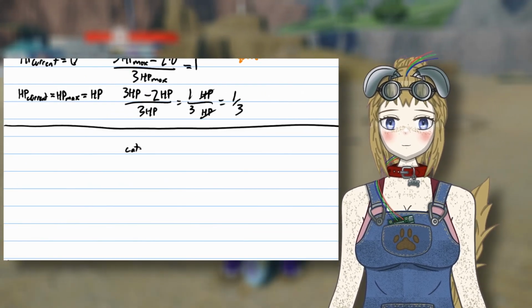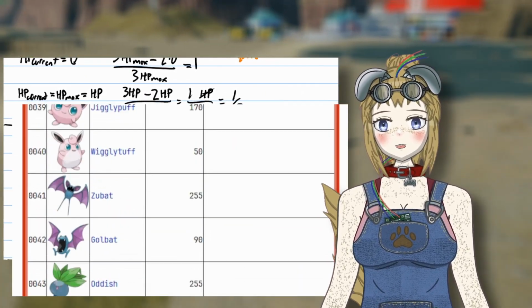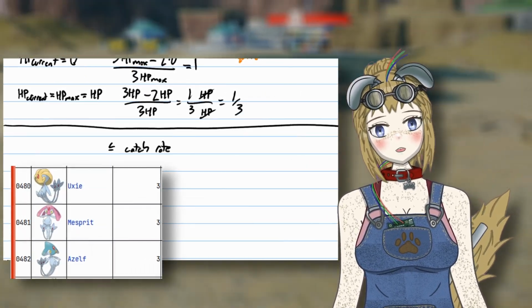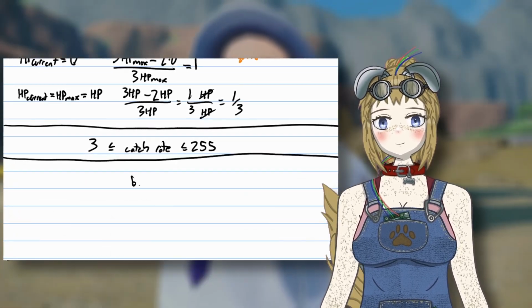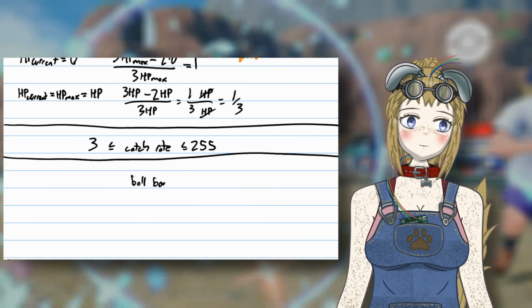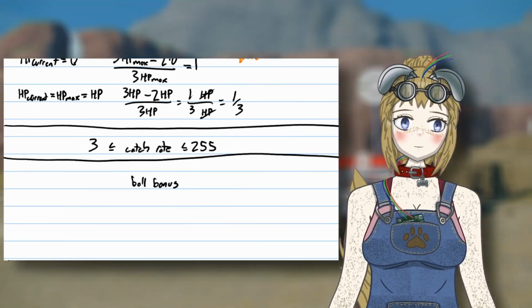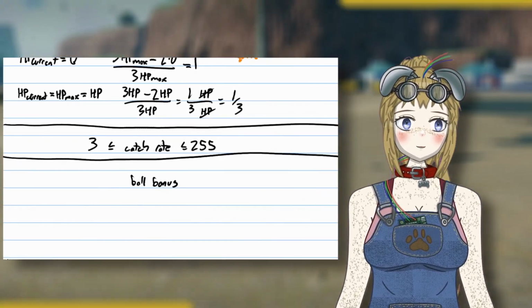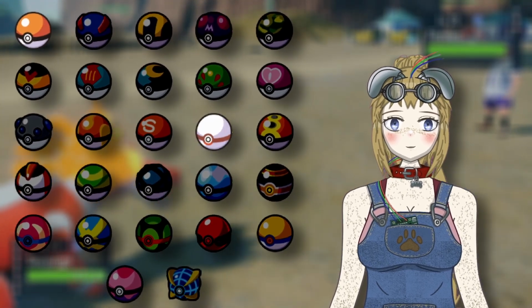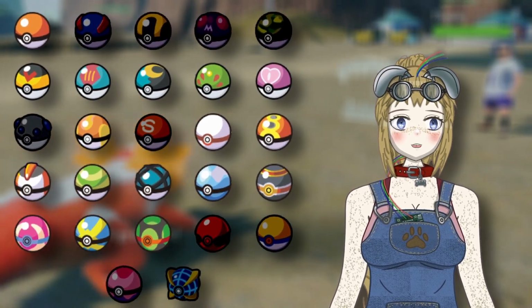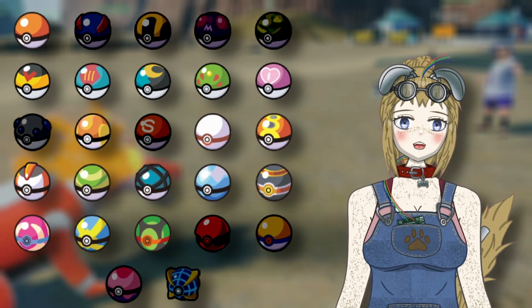Next, let's look at catch rate. Each Pokemon has an integer catch rate value between 3 for hard to catch Pokemon and 255 for easy to catch Pokemon. Next up is ball bonus. This is a multiplier applied based on the type of Pokeball you're using and if you meet the criteria for its catching bonus. The lowest value is 1 for things like Pokeballs, Premier Balls, and balls for which you don't meet the bonus requirements.